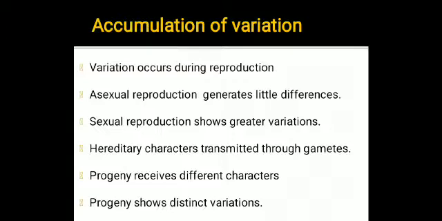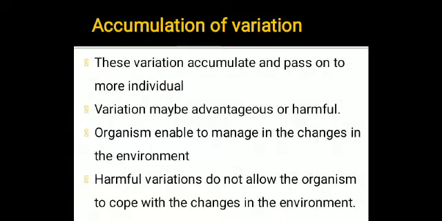In sexual reproduction, the hereditary information, that hereditary character, is transmitted through the gametes. There will be different combinations of the characters, and the progeny receives these different combinations. So this progeny shows distinct variation from the others. This variation is accumulated and passed on to more individuals.